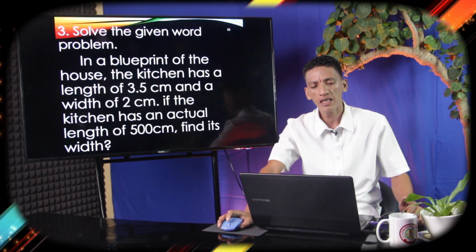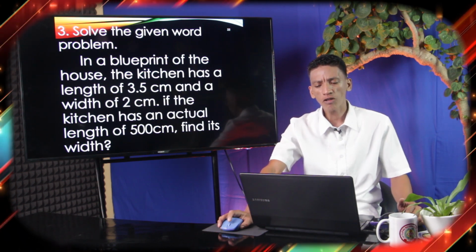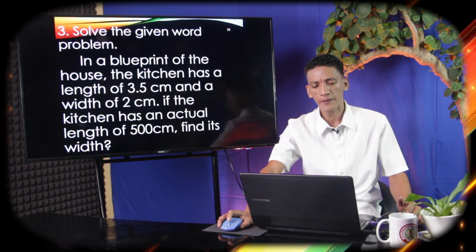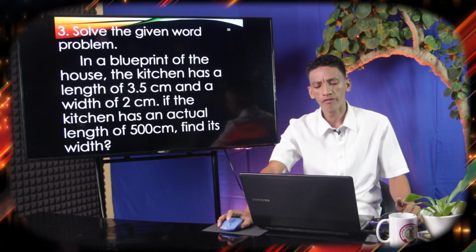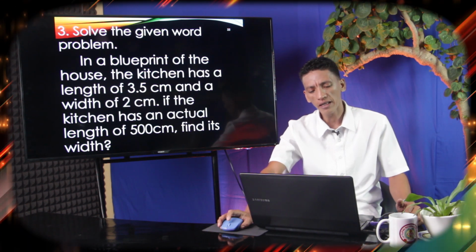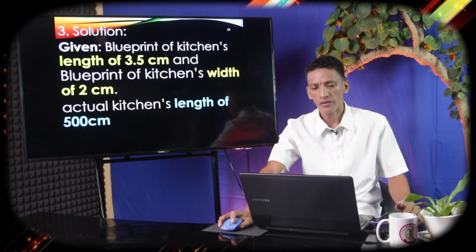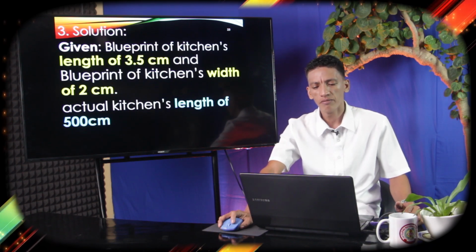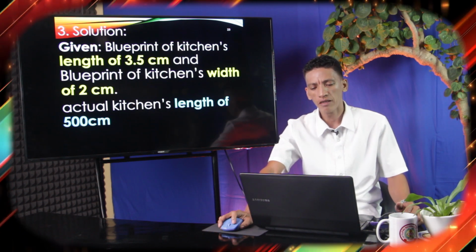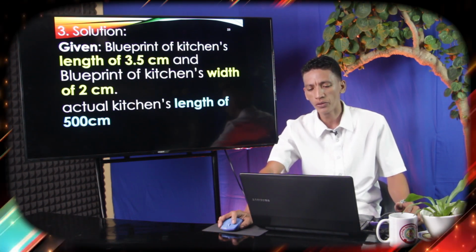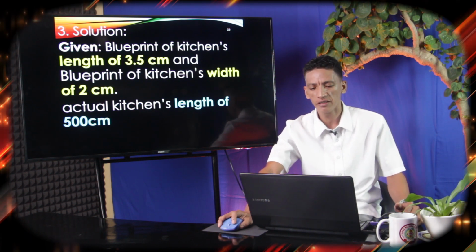We have here the given. Solve the given word problem. In a blueprint of the house, the kitchen has a length of 3.5 cm and a width of 2 cm. If the kitchen has an actual length of 500 cm, find its width. We'll proceed to the solution. Based on the given, we have blueprint of kitchen's length of 3.5 cm and blueprint of kitchen's width of 2 cm. The actual kitchen's length is 500 cm.